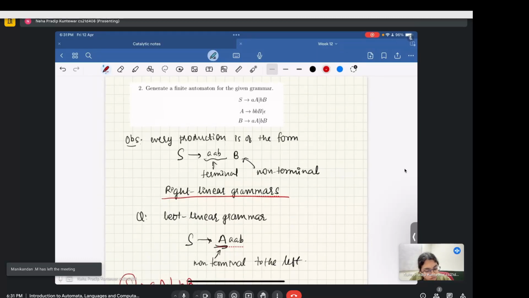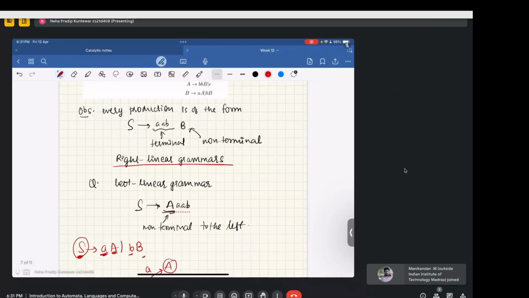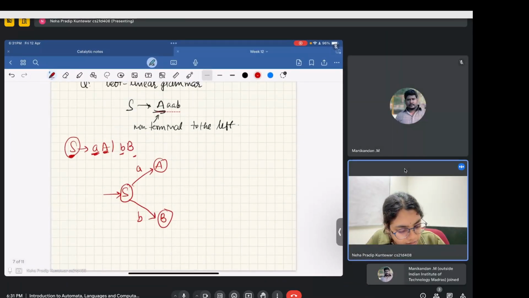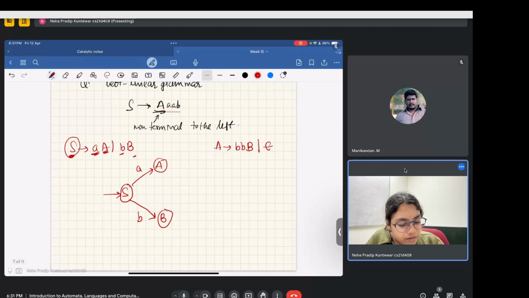Okay, so let's look at the second production rule. This says that A gives B or epsilon. So what we will do is write the rules for this. From A, if you read b, let me do it step by step. Suppose you are at A and you read b, then you should go to capital B. This is how it is written, but we know that in case of a DFA it is not possible.